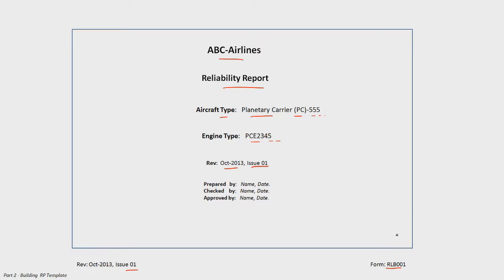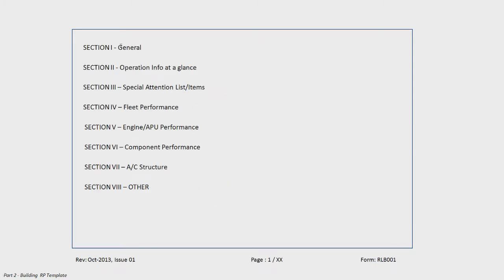This form number usually comes from your airline technical library. They have their own numbering system for forms, for templates, and they have also definitely for reliability program, reliability report. Next section, section 1, general.